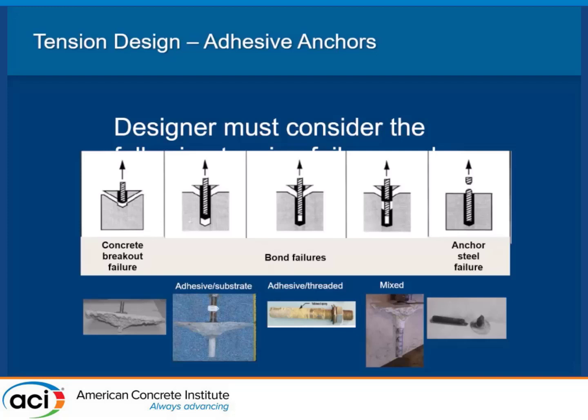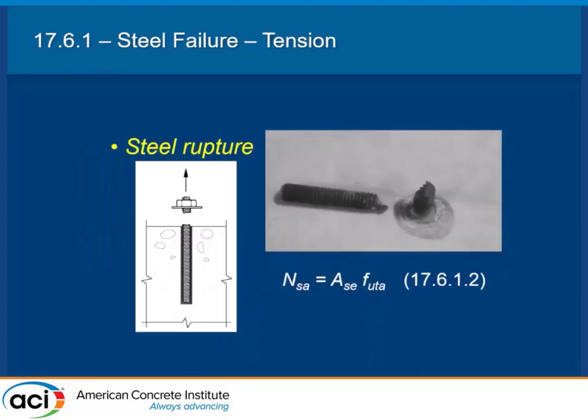Then we have here kind of a threaded pull-out situation where it didn't really adhere to the anchor itself. Here's another mixed one, and then of course here's just an anchor steel failure. So these are the things that we're looking at here when we talk about adhesive failure.